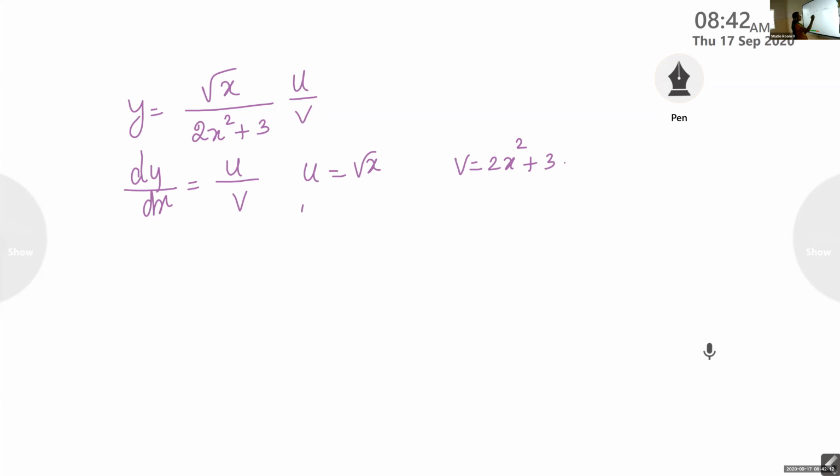Now find out what is u dash. u is root x. So what is derivative of root x? It is 1 by 2 root x.